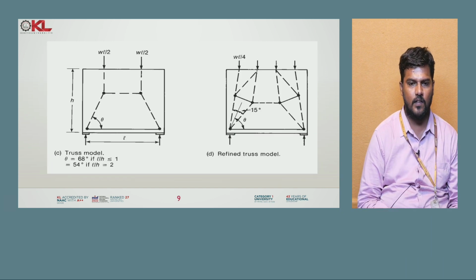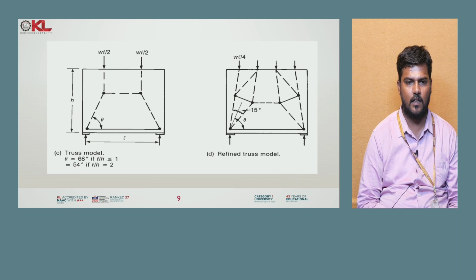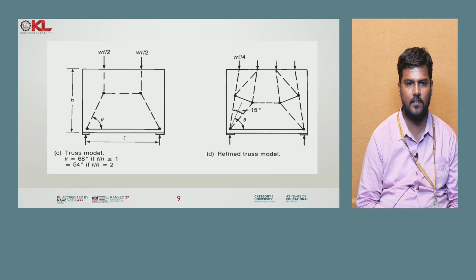Okay. So the next one is the truss model. In the case of the truss model, you can see here the angle you should maintain is 68 degrees if the length to height ratio is less than 1, and otherwise if the length to height ratio is 2, we have to maintain 54 degrees.